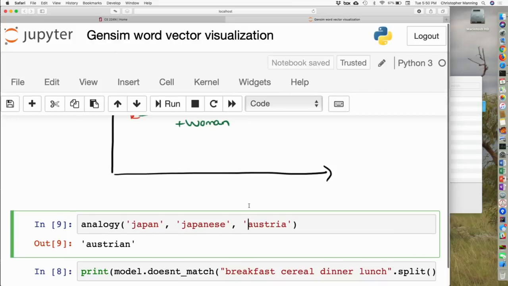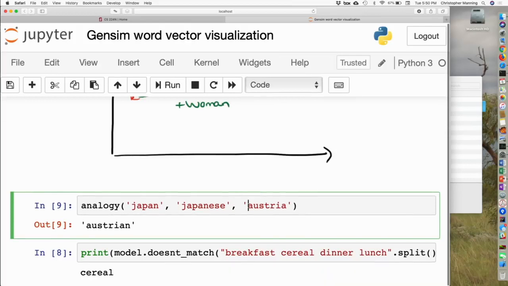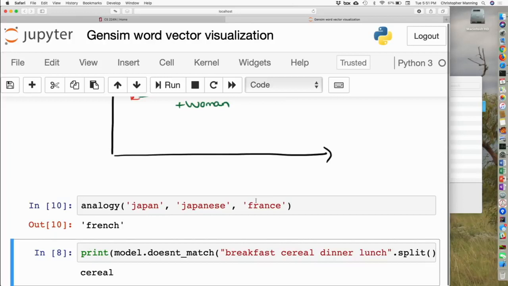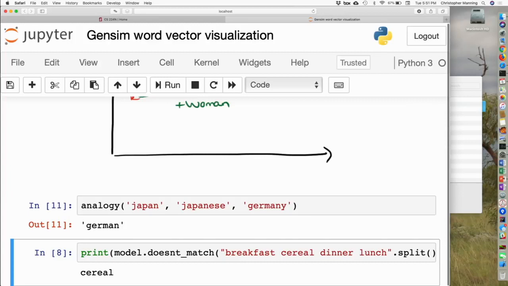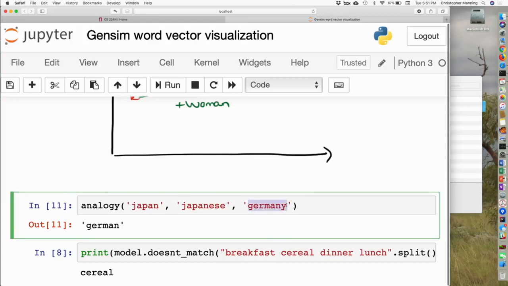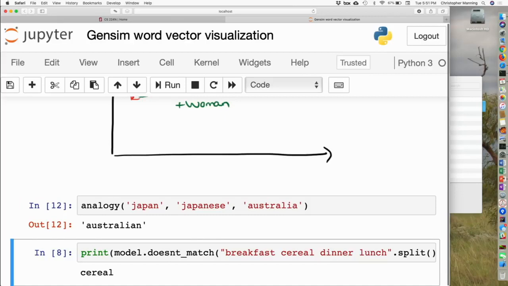There are no mirrors and strings here. It's not that I have a special list in my Python, a dict that I'm looking up for Austrian and things like that. Somehow these vector representations are such that they are actually encoding these semantic relationships. You can try different ones; it's not that only this one works. I can put in France, it says French. I can put in Germany, it says German. I can put in Australia, not Austria, and it says Australian.